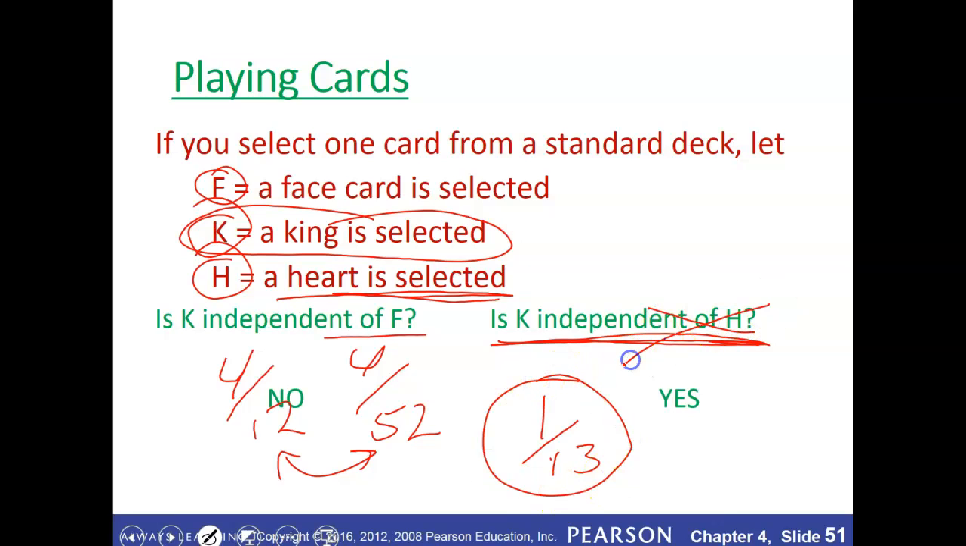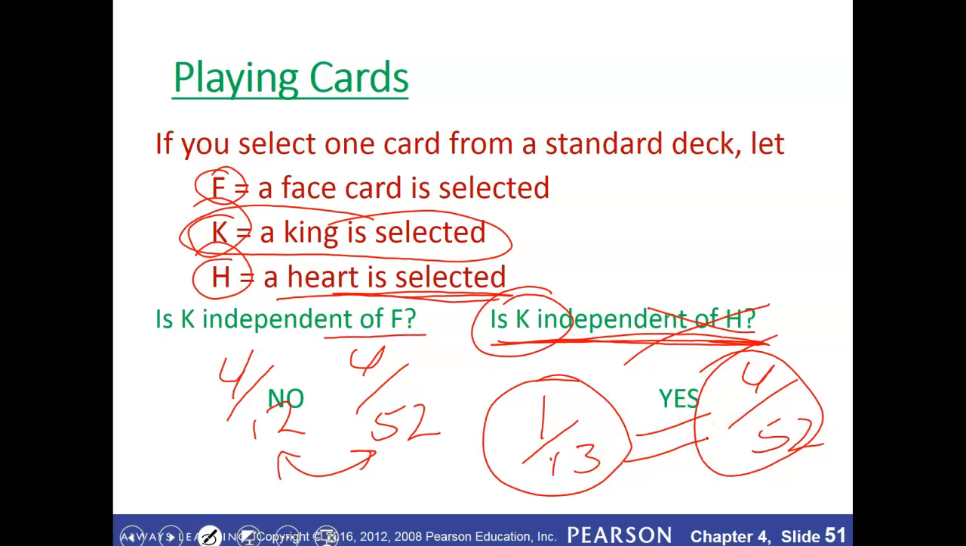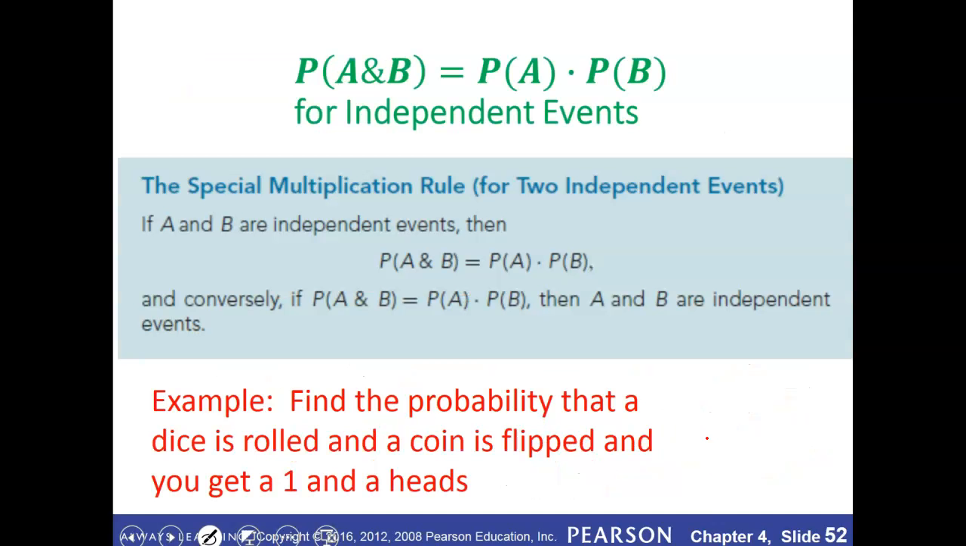Well, if I didn't know that a heart was selected and I just did a king first, well, there are 4 kings out of 52 cards. These are the same probabilities. So that makes it an independent event. And if we have independent events, then the equation is much simpler.